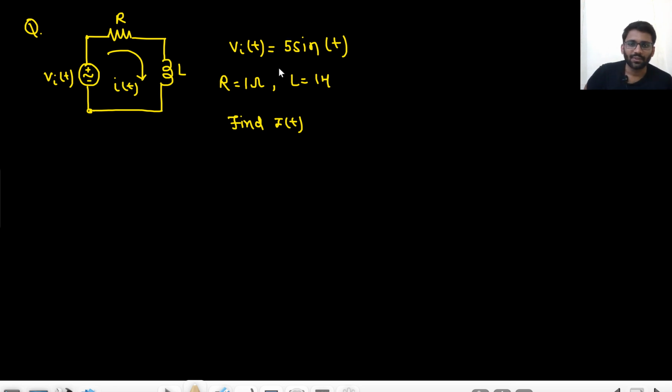Here V in t is 5 sin t u(t). Okay, it should be 5 sin t u(t). We are starting from t greater than 0. So the R value and L value are given as 1 and 1. You have to find i(t).